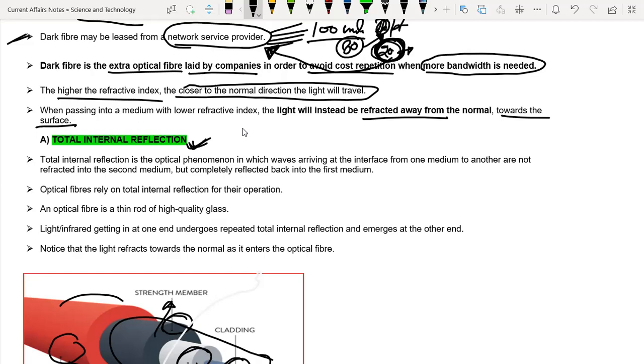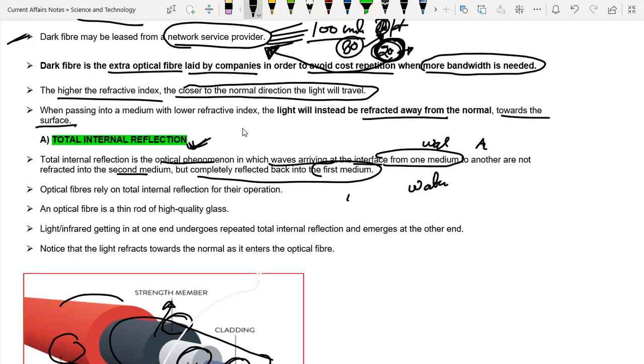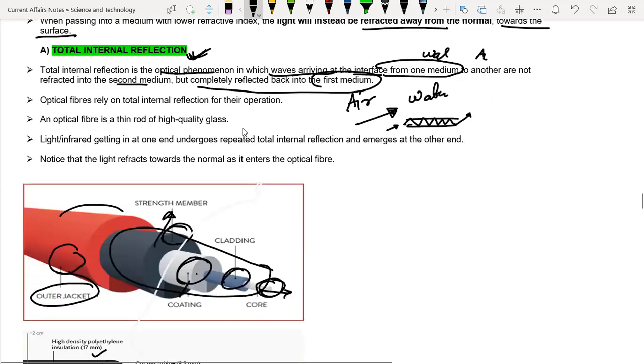So what is total internal reflection? Total internal reflection is an optical phenomenon in which waves arriving at the interface from one medium, let's say water, to another, let's say air, are not refracted into the second medium but completely reflected back into the first medium. In case of TIR, the light does not go into the second medium. Instead, in this tube it gets totally internally reflected, and when it comes out, it follows the same path as the incident light path. You can clearly see it in this picture.